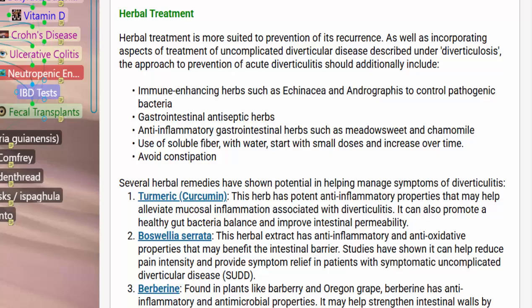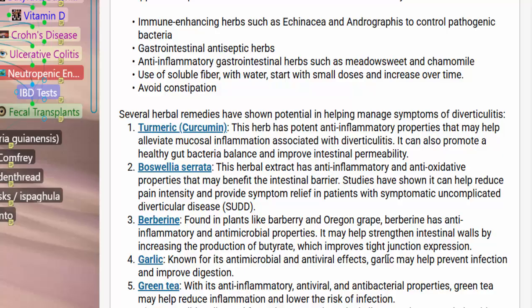Start with small doses and increase over time. If you start taking high doses of fiber, even soluble fiber, and your gut isn't used to it, you can develop a lot of gas that's very uncomfortable. There are several herbal remedies that show potential in helping manage symptoms of diverticulitis. For example, turmeric. Now all of these are hyperlinked. You can click on them and go learn about them directly.